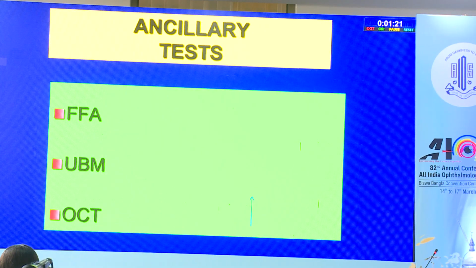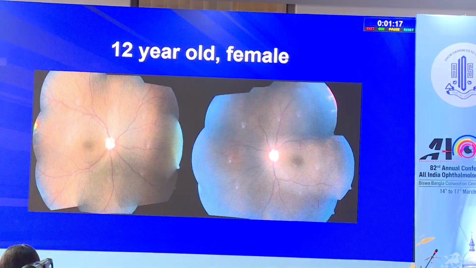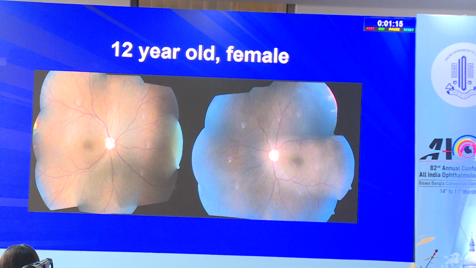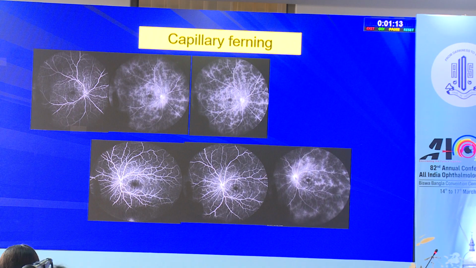What are the ancillary tests? FFA, UBM, and OCT. OCT is quite important to rule out cystoid macular edema. This is a 12-year-old female where you did the FFA, and you can see the capillary leakage, which can be seen in a lot of intermediate uveitis cases, particularly in the periphery.